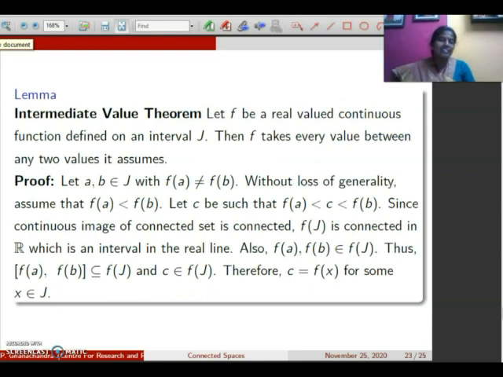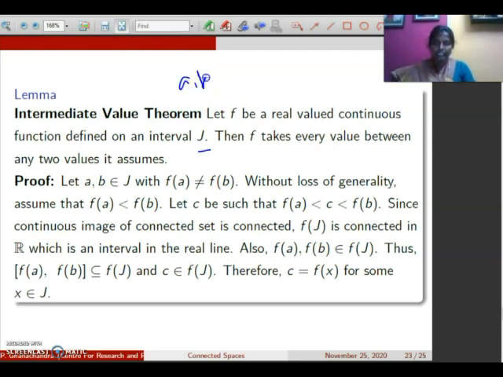Next, there is an interesting theorem in this characterization of continuity and connectedness. That is the intermediate value theorem. Let f be a real valued continuous function defined on the interval J. Then f takes every value between any two values it assumes. That means, see here, I have fixed an interval J.